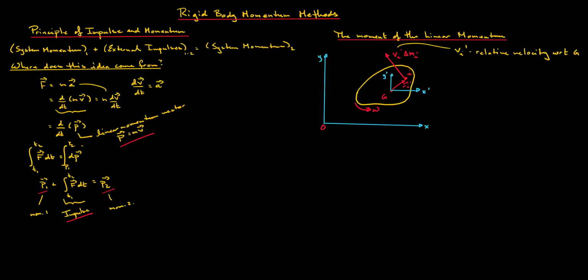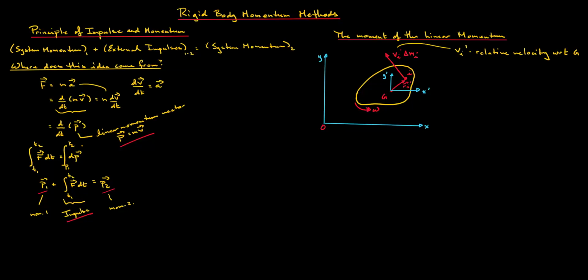To answer the question of whether there are some additional terms in our principle of impulse and momentum for a rigid body, we're going to look at the moment of the linear momentum. So here we have a random bean-shaped object in yellow. It has a center of mass located at G, and we have a local coordinate system x prime, y prime. And we're going to look at a particle that is within this rigid body. We'll call this particle i.